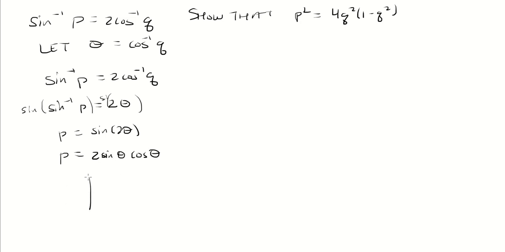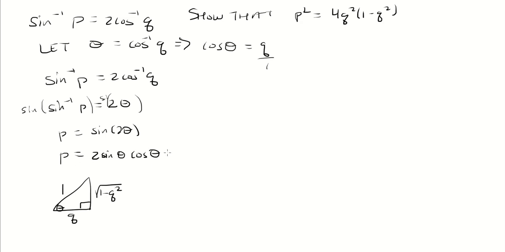So if we look at the right triangle here, we have theta equals inverse cosine of Q, means cosine theta is equal to Q. So we call this theta. And we can think of Q as Q over 1. Cosine is adjacent over hypotenuse, so this is adjacent, that's hypotenuse. Pythagorean theorem says this is the square root of 1 minus Q squared.